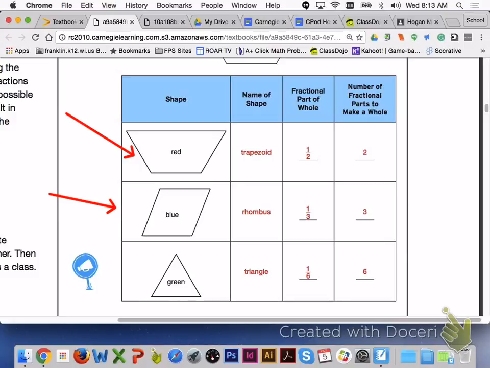The second shape in the table is a rhombus. The fractional part of the whole is 1/3, and the number of fractional parts to make a whole is 3. And the third shape is a triangle. The fractional part of the whole is 1/6, and the number of fractional parts to make a whole is 6.